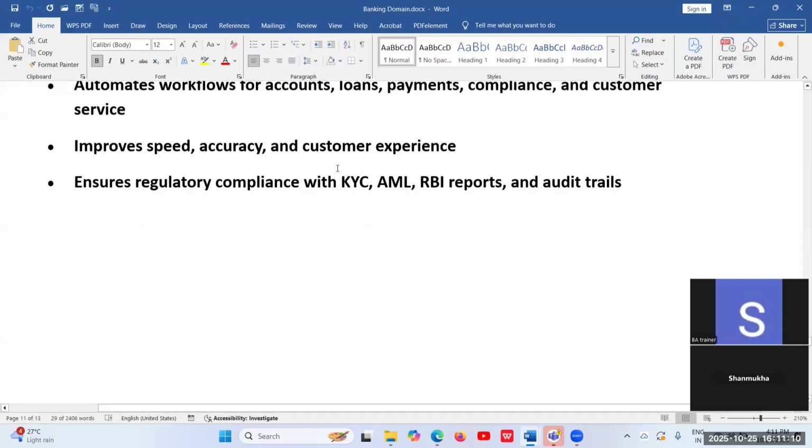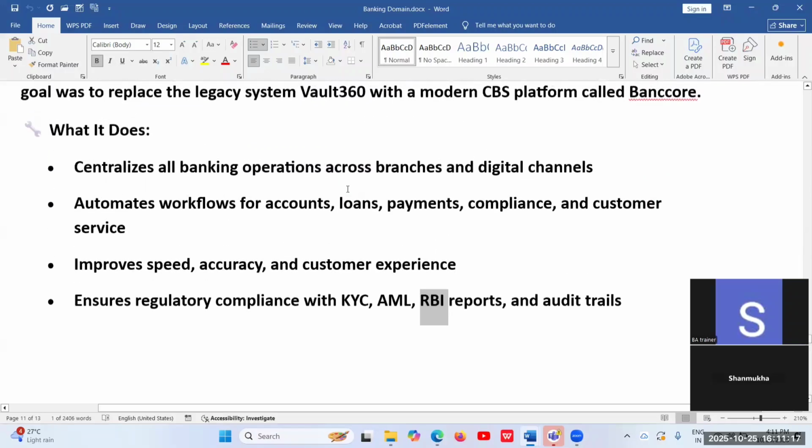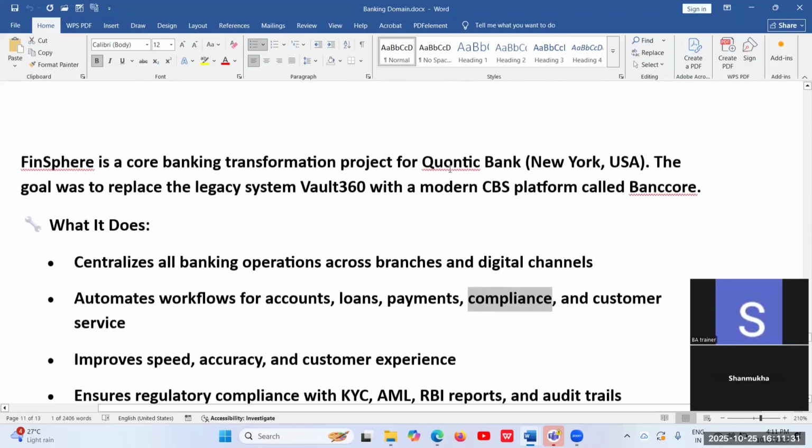Okay, for example, this KYC, you know that, but what is AML, RBI, and what are repayments and compliance? Such meanings you need to be aware of because you're currently working in the banking domain. As a business analyst, you need to know the meaning of compliance, the meaning of CBS, everything.